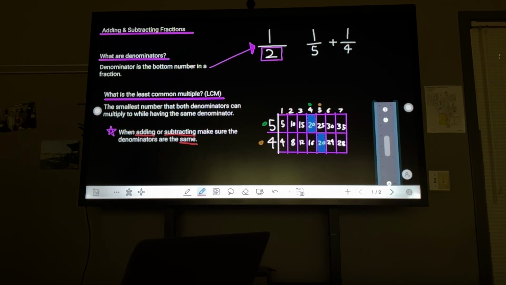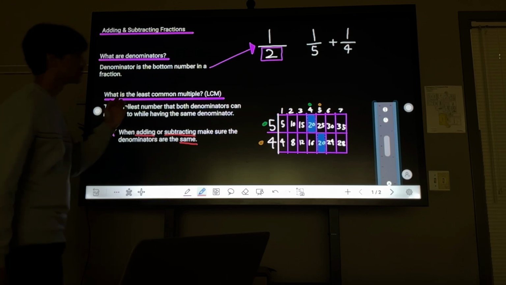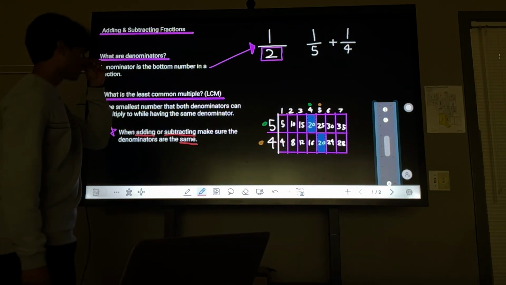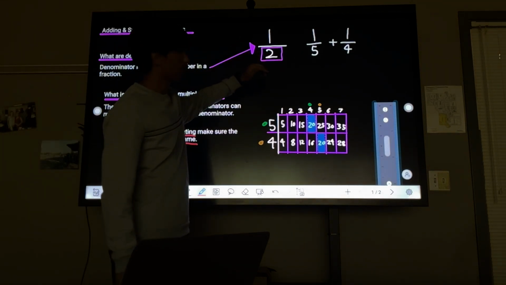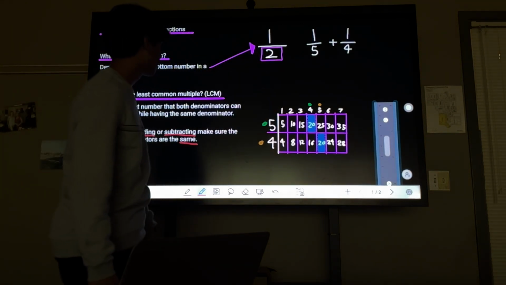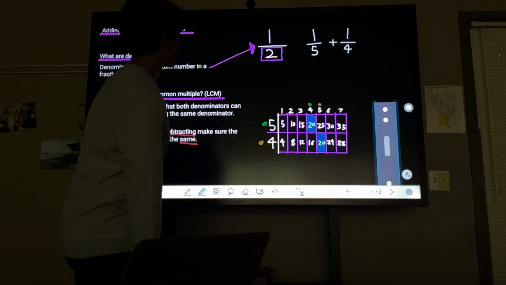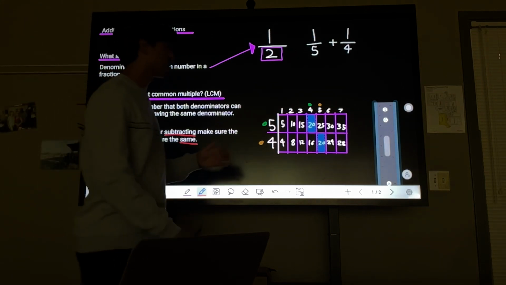So we're going to be looking at adding and subtracting fractions. What are denominators and what are least common multiples? Denominators are the bottom number in a fraction. So, for example, in 1 over 2, 2 is the bottom number, therefore it would be the denominator. Here it's 5 and here it's 4. Simple enough. Okay, least common multiple is a little bit more complicated, so let me break that down.